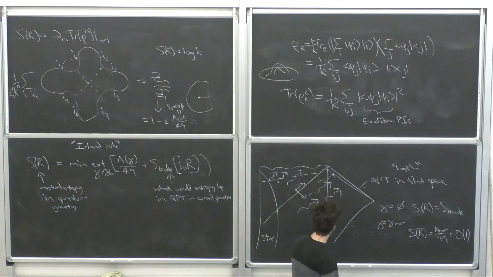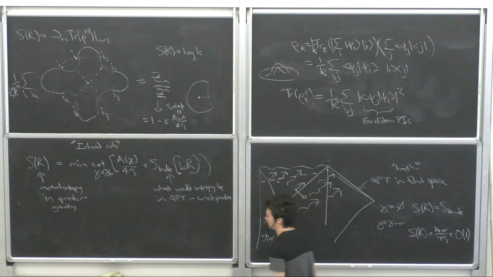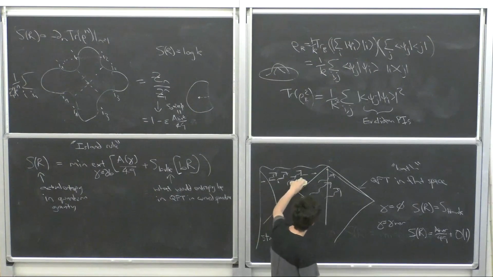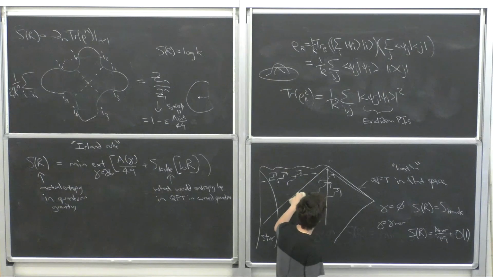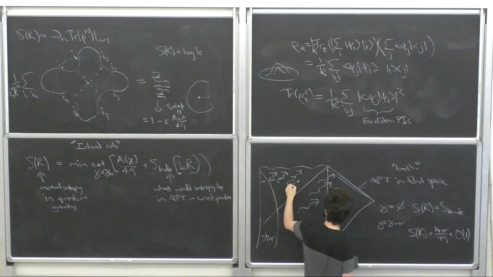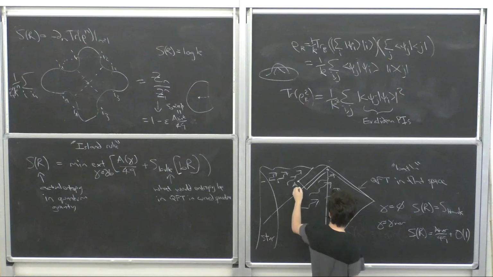Okay. So why does this change when we have a quantum correction? Well, let's imagine we have two regions, call them A and B.